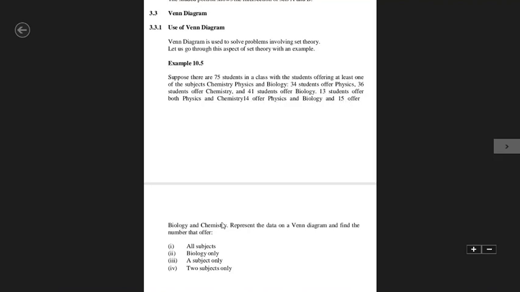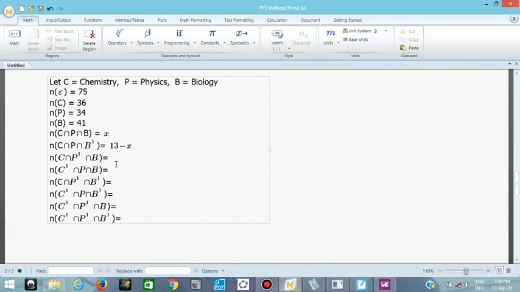15 offered biology and chemistry. You can see 15 students offered biology and chemistry. So let's go. You can see them, C and B. They didn't do physics. So you cannot just come here and put 15. If you put 15 here, it will be wrong.